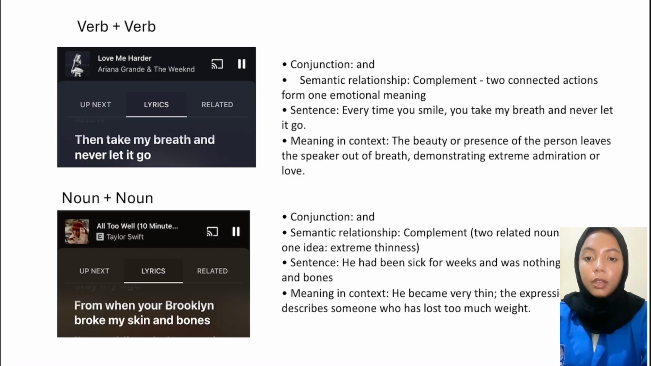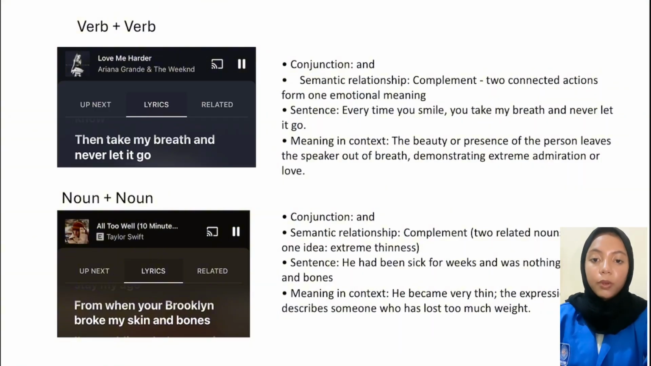And next, I have take my breath and never let it go. It's verb plus verb, conjunction is and, semantic relationship is complement. In the sentence, every time you smile, you take my breath and never let it go. Meaning in the context, the beauty or presence of the person leaves the speaker out of breath, demonstrating extreme admiration or love.